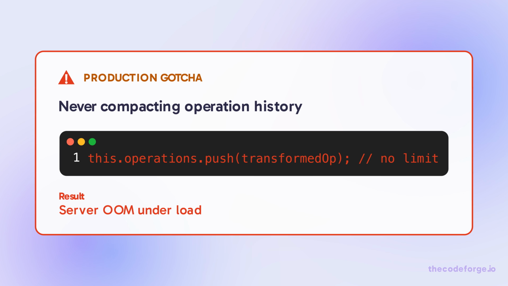This is the exact line that caused the OOM incident. Without bounding the history, it grows indefinitely. Always implement a sliding window or compaction strategy to limit memory usage.